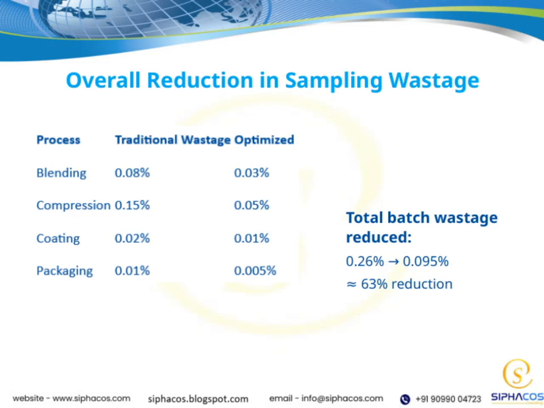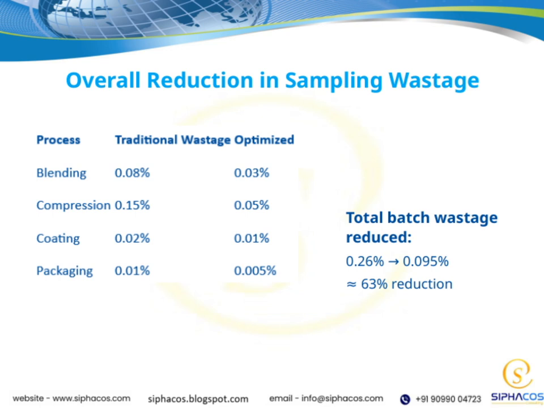Let's take a look at the progress we've made in reducing batch wastage. As you can see, the total batch wastage has decreased from 0.26% down to just 0.095%. That's a significant improvement. In fact, we're looking at approximately a 63% reduction in wastage. This isn't just a number, it's a reflection of our team's effort to optimize processes and minimize waste.